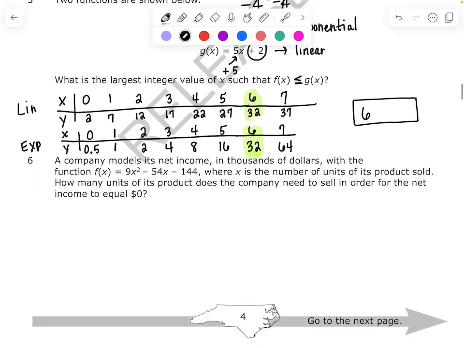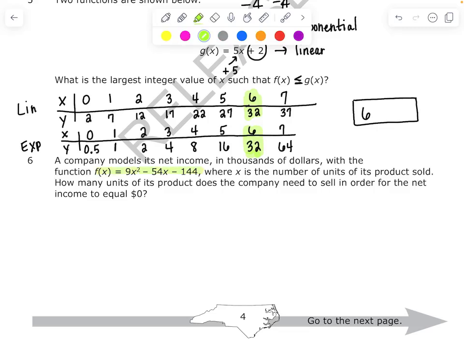Okay, number 6 says a company models its net income in thousands of dollars with the function f of x equals 9x squared minus 54x minus 144, where x is the number of units of its product sold. How many units of its product does the company need to sell in order for the net income to equal 0?